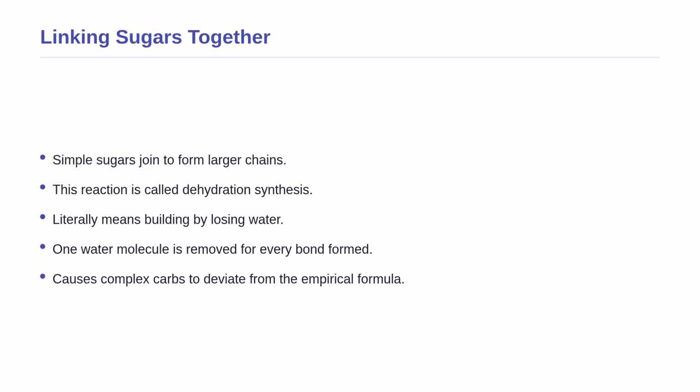Now that we understand single sugar molecules, let us look at what happens when they join together. When simple sugars link up to form a larger chain, they undergo a chemical reaction called dehydration synthesis. This term literally means building by losing water. Every time a chemical bond is formed between 2 sugar molecules, one molecule of water is extracted and removed. Because water is lost during this bonding process, complex carbohydrates deviate slightly from the basic empirical formula we learned earlier.